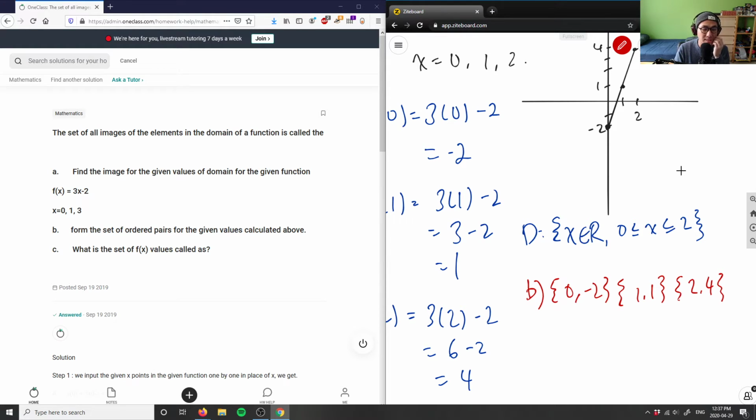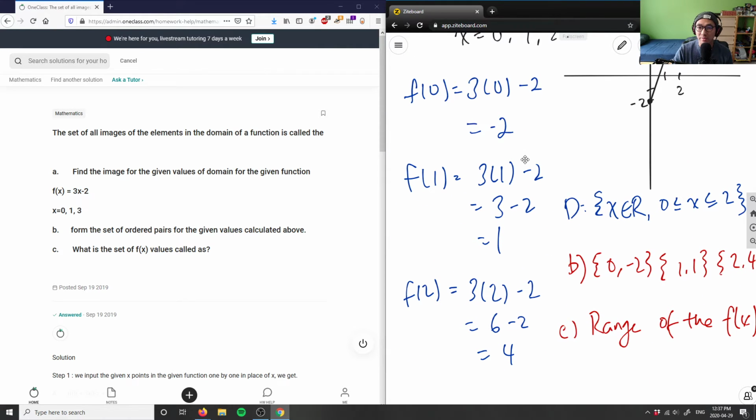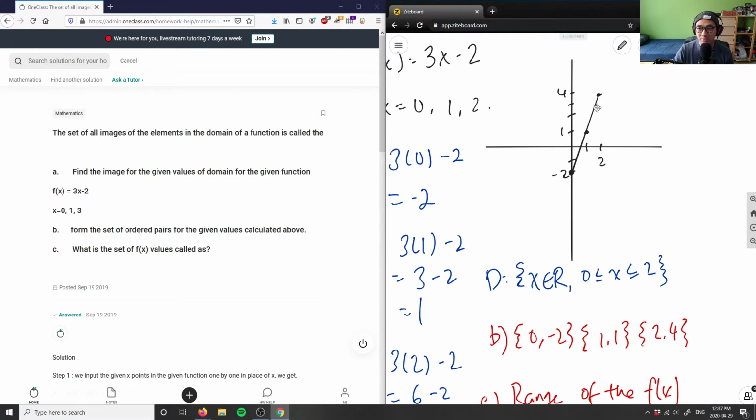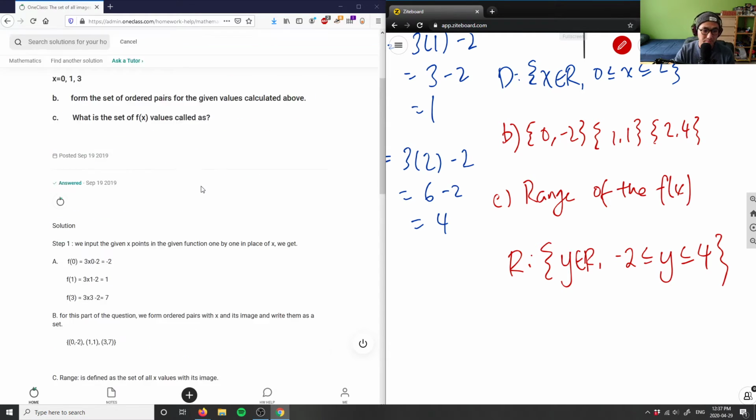And then finally, C says, what is the set of f of x values? This would be called the range of the function, right? So the range of the function would be the set of values of f of x here. And actually, I can solve for the range of f of x because I'm given these numbers here, right? So I have -2, 1, and 4, and basically it can be anywhere from -2 to 4, right? So I can say the range of the function, if I were to calculate it, would be y is the set of real numbers between -2 and 4. And this will be my answer for this problem here.